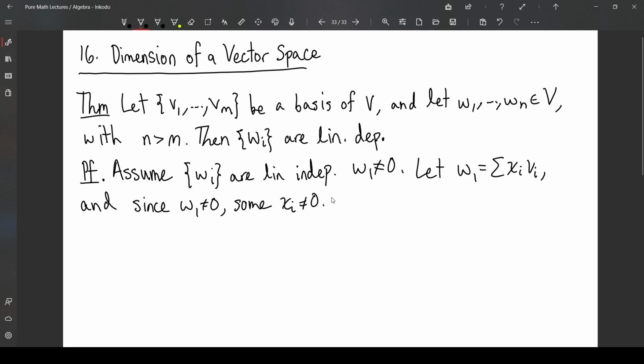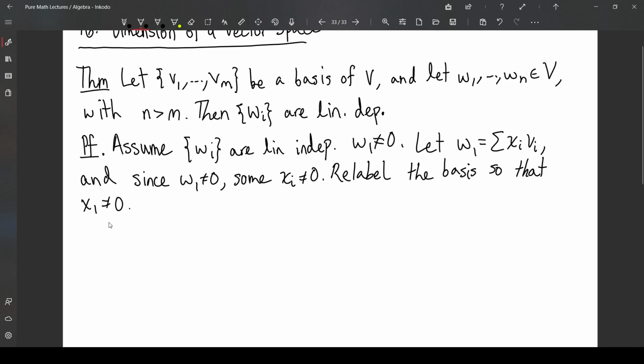Now we can essentially, a fancy word here would be permute, or rather relabel, the basis so that x1 is not 0. What do I mean by this? This is just like a technical thing. I just mean that it's for convenience of writing what I'm about to write. It doesn't matter the order your basis vectors are in. So if x sub i is the non-zero one, I can just take v sub i and swap it with v1, and then that works, right? So x sub i becomes x1, and that's non-zero. Okay.